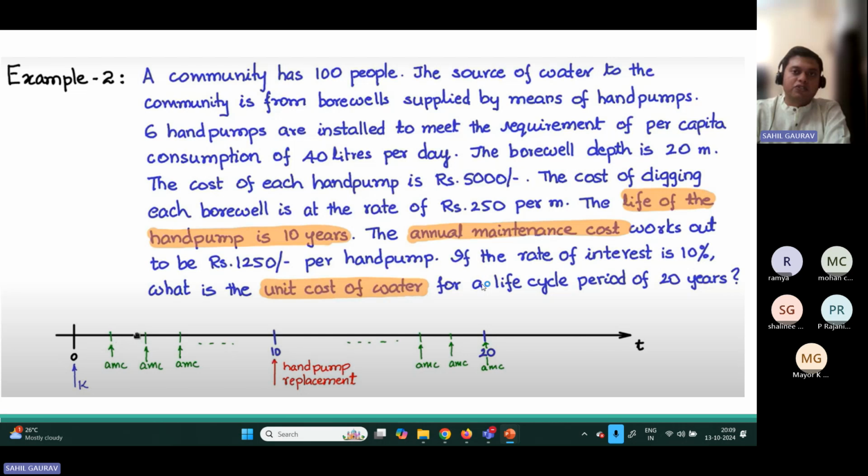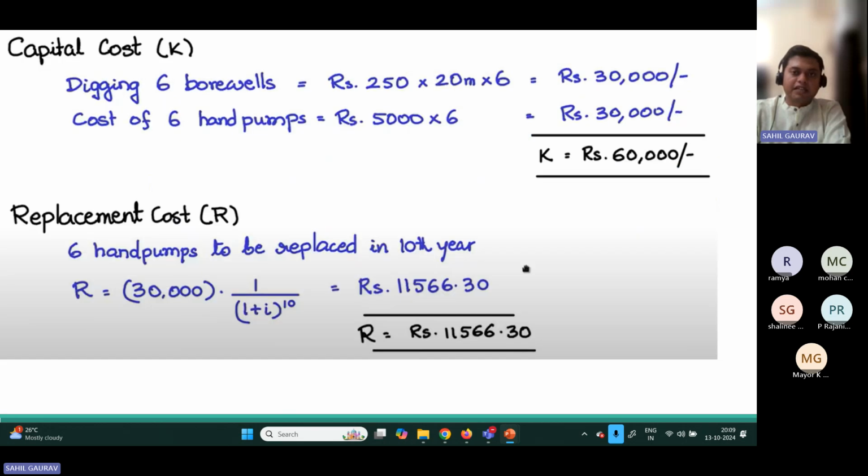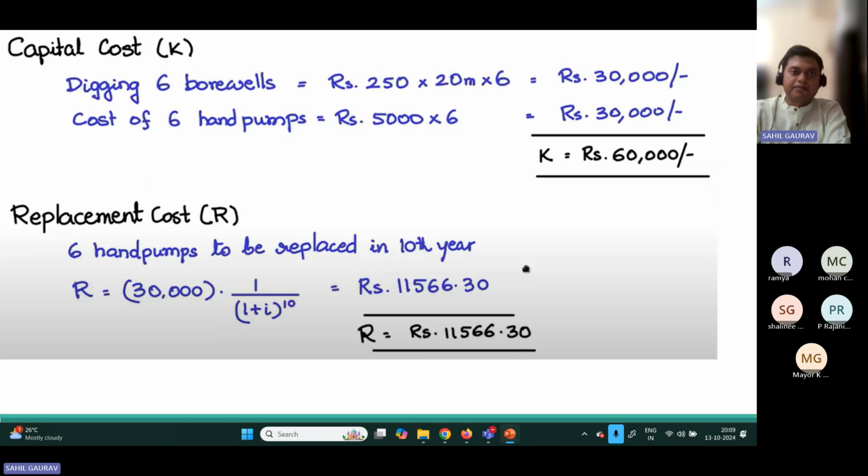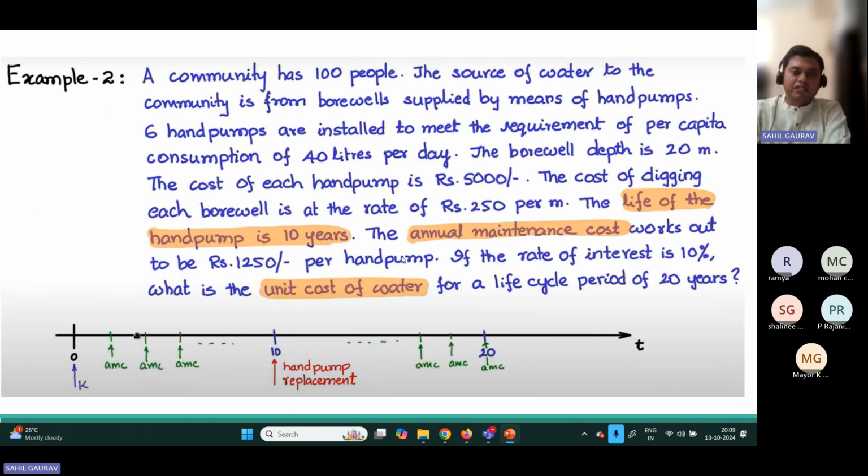In the second example, we have a community of 100 people, and the source of water to be supplied is from bore wells, and the data are given. So I want you to just go through this. I think you will be able to understand it. If you are not able to understand, then you can ask in the discussion forum, and you can ask right now also. This question just looks lengthy, but you have to just see all the things.